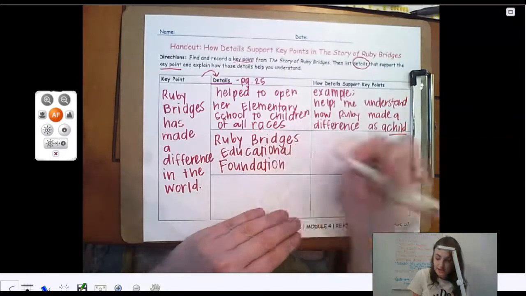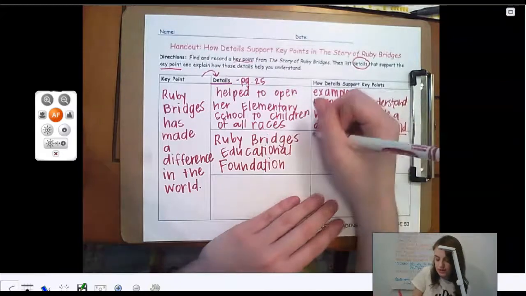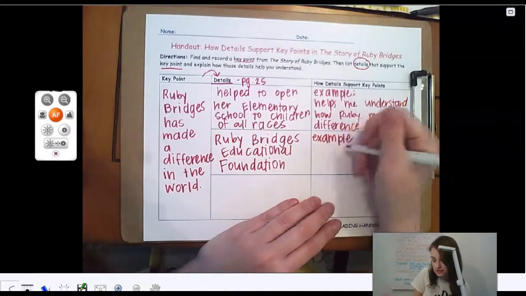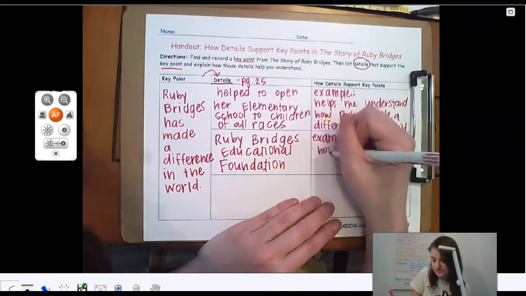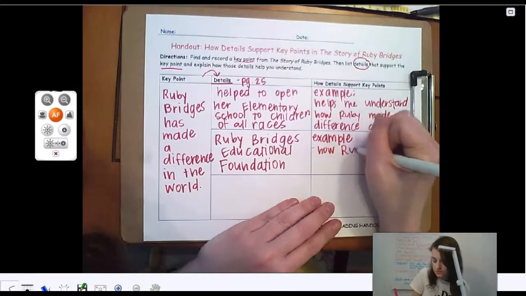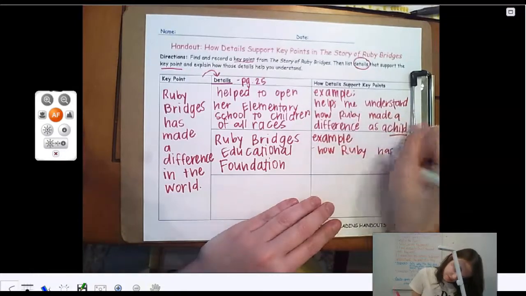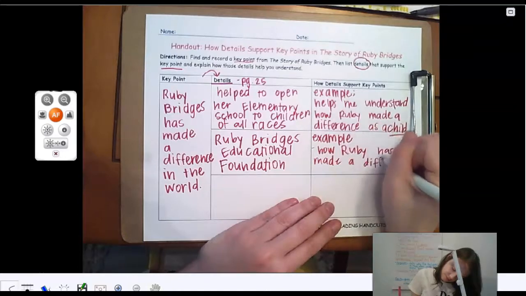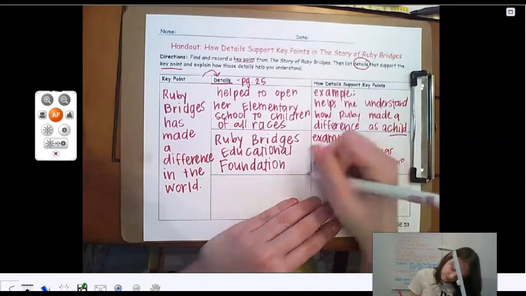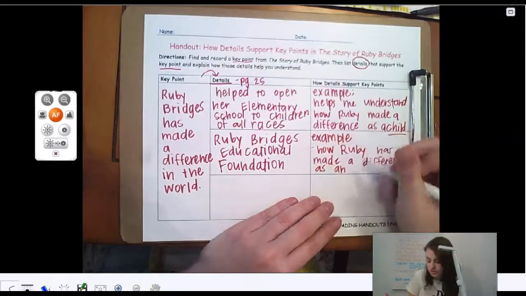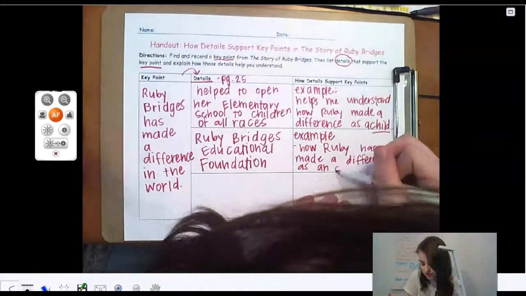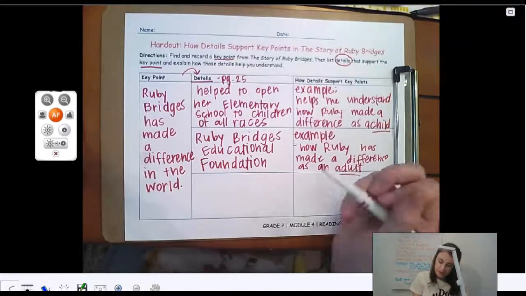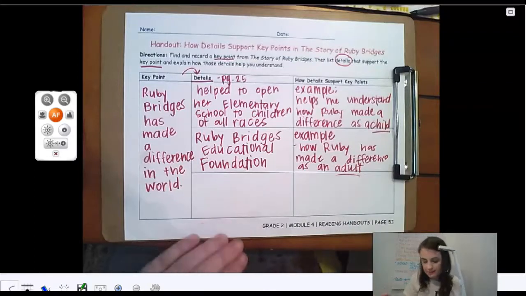And how does it support the key point? Well, it's an example, and it helps me understand how Ruby has made a difference as an adult. So the first detail told me how she's made a difference as a child. Now it's teaching me how she's made a difference as an adult. Thank you, page 25.